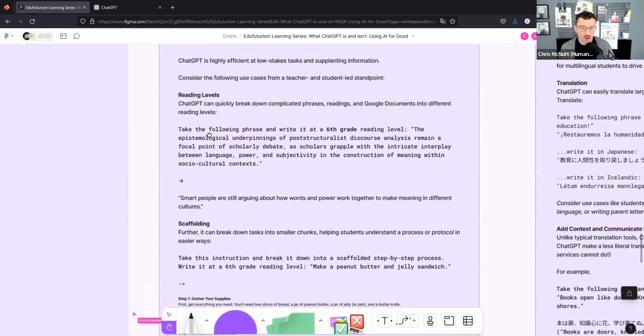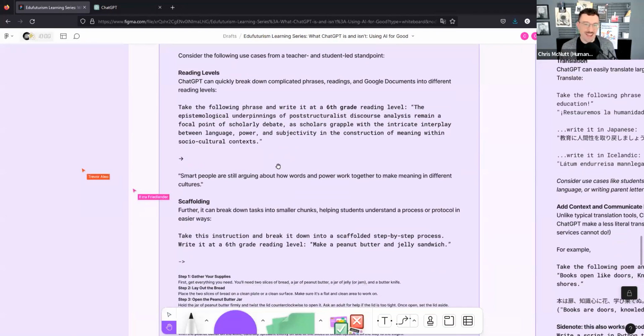Here's an example of a prompt. If you take this phrase and write it at 6th grade reading level, it will translate this super complicated, like, underpinnings of post-structuralist discourse analysis from a focal point, etc., and just say, like, hey, that means that smart people are arguing about how words and power work together to make meaning in different cultures. We could just talk about that together, because it's essentially what that means.